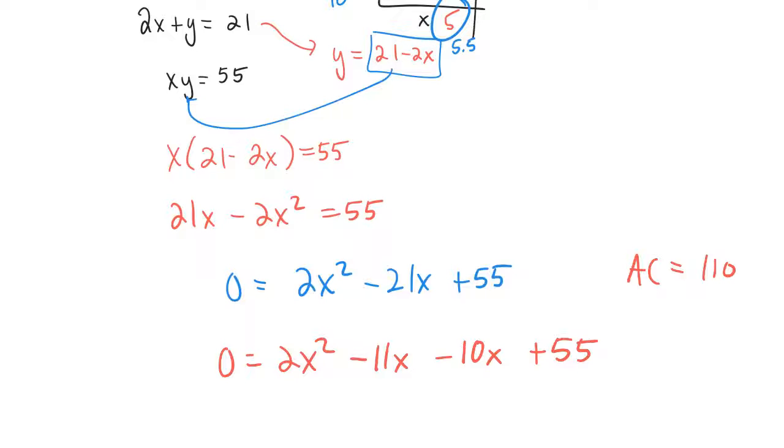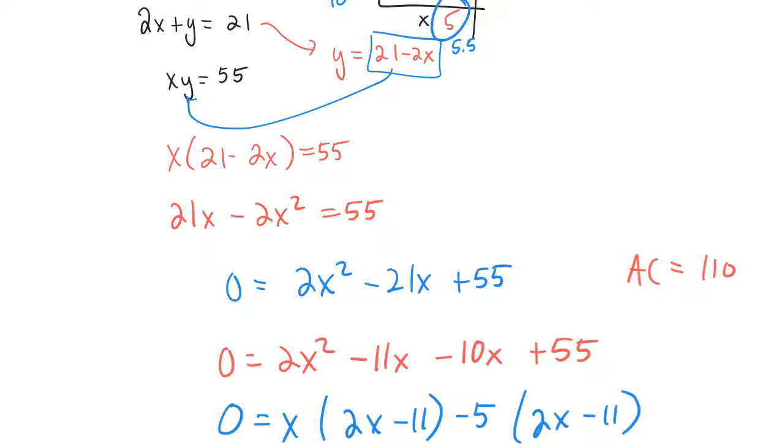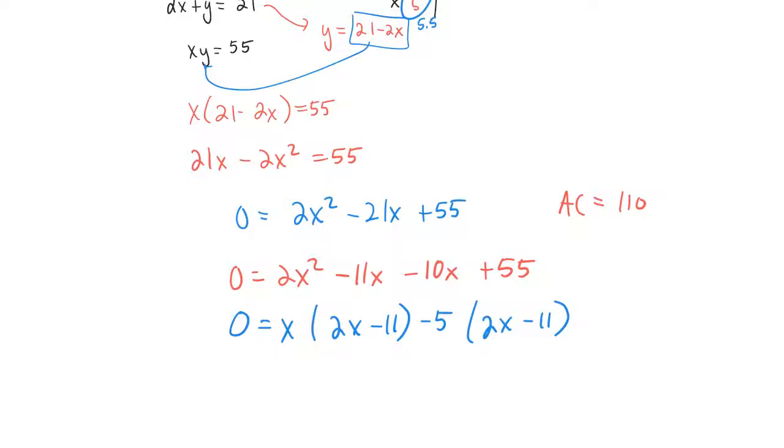I then factor by grouping. x comes out of here. 2x minus 11. Negative 5 comes out of here. 2x minus 11. Nick, am I good at this point or what? Yeah, you're good. Okay.